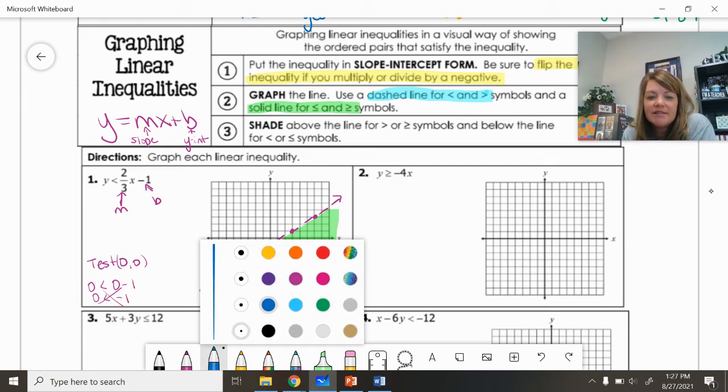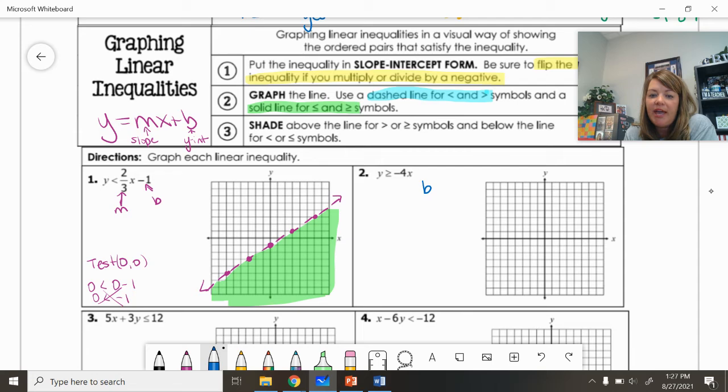This one says y is greater than or equal to negative 4x. So this one's already in slope-intercept form. We just don't have anything written back here for our b, but that's okay. That just means that b is 0. So we're going to start right at 0, 0.